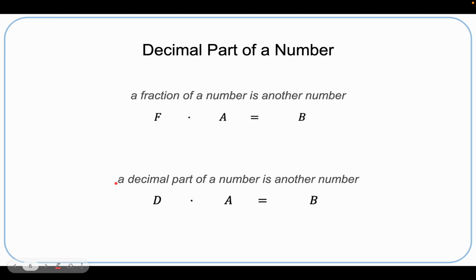And again, we can translate this sentence almost verbatim if we break it down into parts. So a decimal part is represented by d. Of is the multiplication symbol. A number, a, is our equal sign, and then another number, b. So if we have two of these unknowns, or two of these letters that we know, we can always figure out the third one that we don't know.